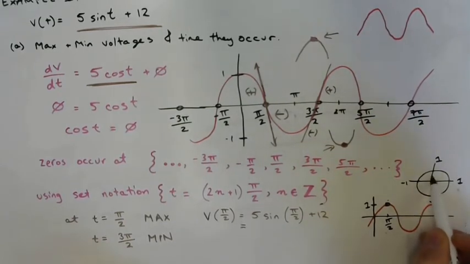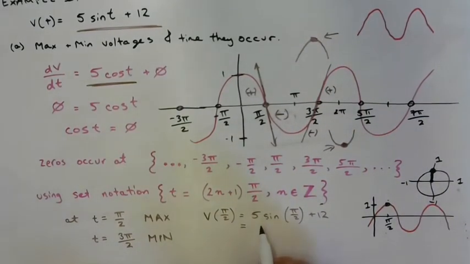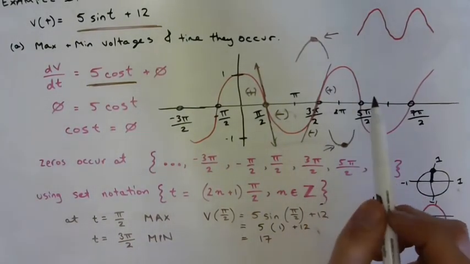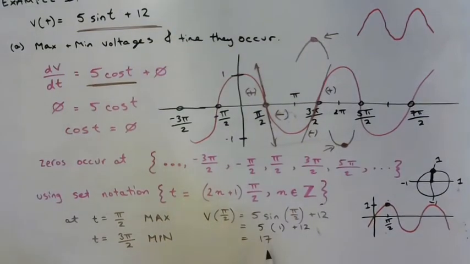Sine is the y coordinate of the point that intersects the unit circle. So if sine is the y coordinate, then it's (0, 1), the coordinate of this point. So the sine of pi over 2 is 1. Okay, so we have 5 times 1 plus 12, which equals 17. So the maximum critical value is 17.